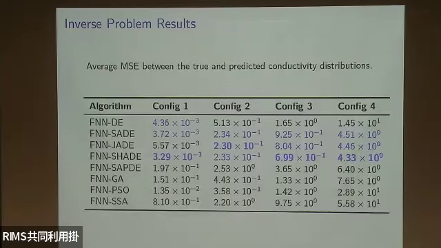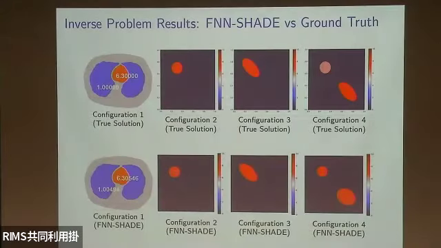Okay. So here we have the other metrics, and just to show you how the best solution of SHADE compares with the ground truth. Here, as you can see, the values are quite close to each other for the FNN and SHADE. So we were able to reconstruct well.